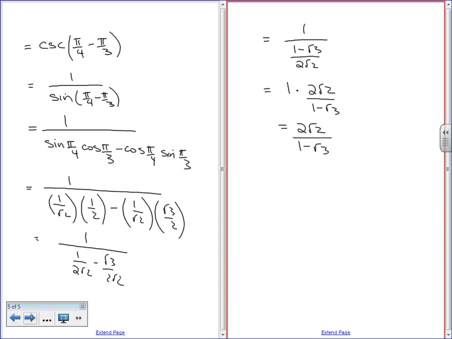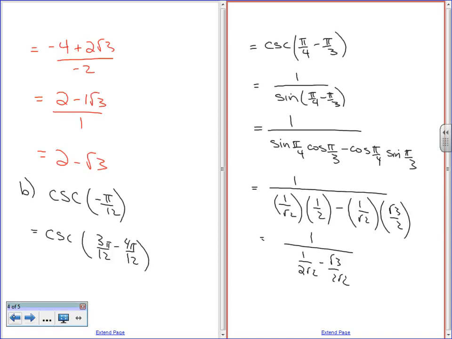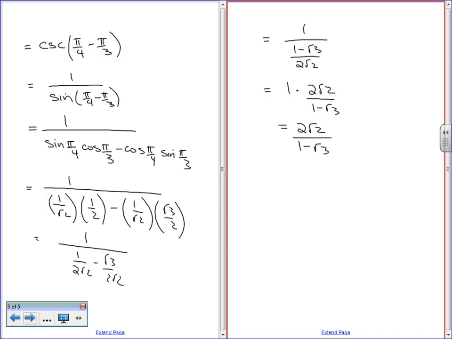For all of these questions, if you do them, you're noticing that all the same numbers are showing up, like root 3s and 2s and 1s. If you're getting any other numbers, or if you're working here and this denominator doesn't match this denominator, you've done something wrong.